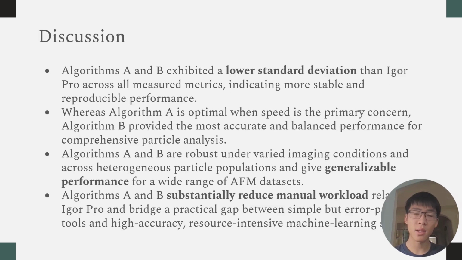And finally, as mentioned before, algorithms A and B exhibited lower standard deviations than IGRPro across all the measured metrics, indicating more stable and reproducible performance. Algorithm A is optimal for speed, and algorithm B is optimal for accuracy.